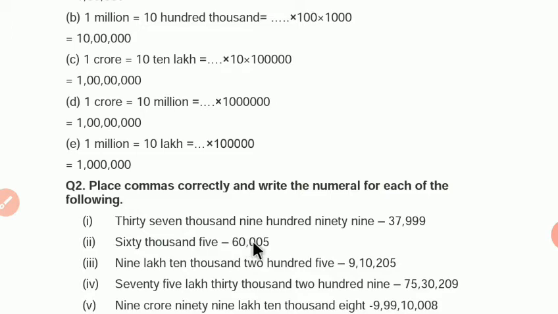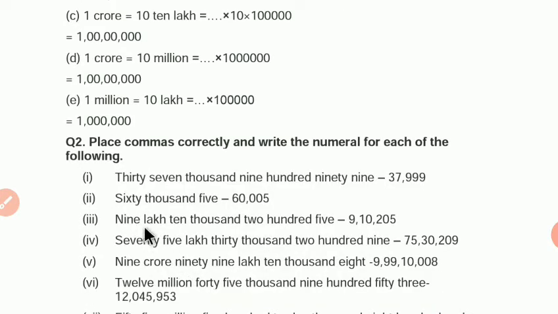So in both systems we are placing the commas after 3 digits from the right. So 1, 2, 3. Here we have placed the commas. So 60,005. Third, 9,10,205. 9 lakh means 9. 10,000 means 10. 205. So 205.